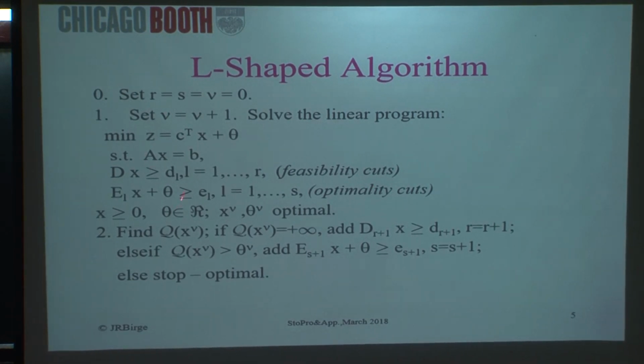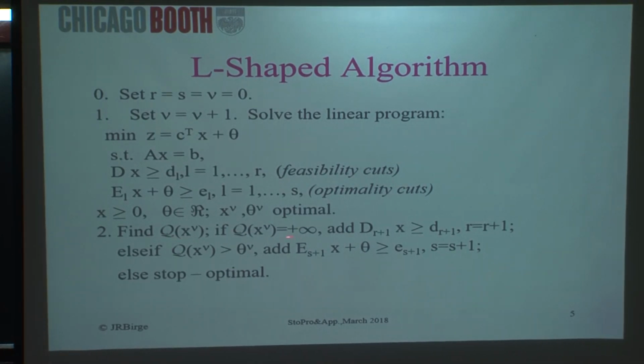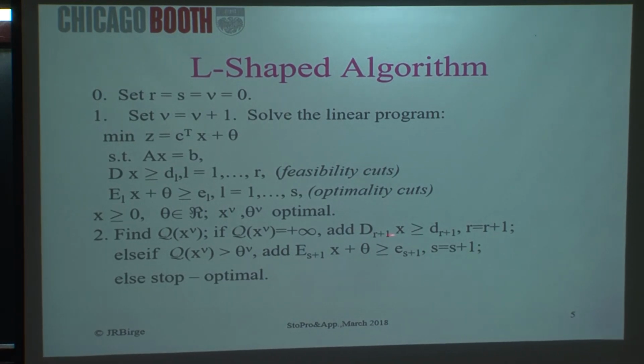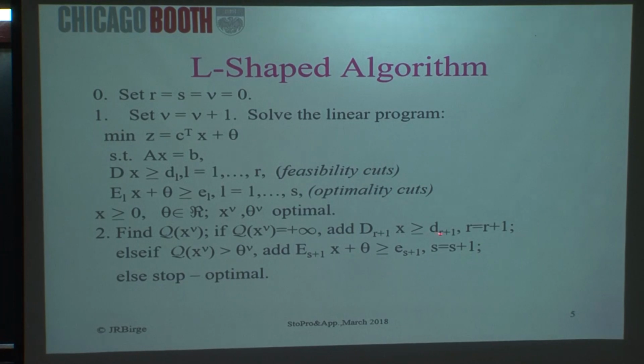Okay, so we solve this subproblem, and then we get a solution, and then you go and evaluate Q. If you evaluate Q and find out it's actually infinite, that means you violated some constraint. So you can generate a constraint that must be satisfied. In other words, you see that one was violated, and now you generate a constraint to satisfy it.